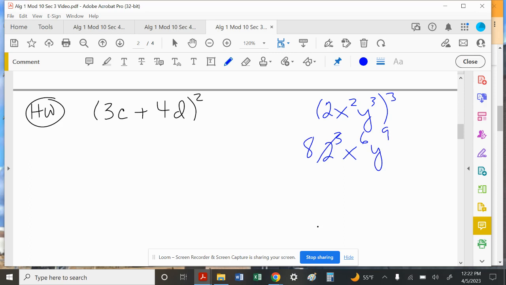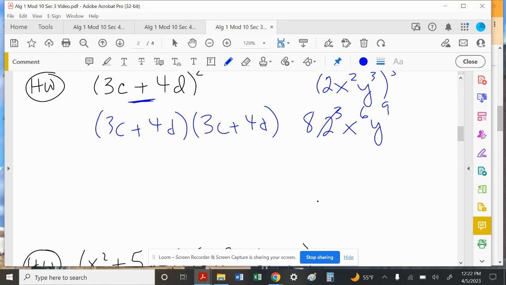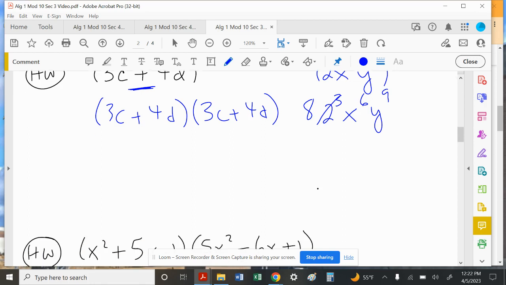So we could distribute that through. However, when we have a plus or a minus in here, we cannot distribute that. And I'm going to explain that a little bit later on. You'll see why we can't do that. So this becomes 3c plus 4d times itself. So now we can do either the FOIL method or the box method. I'm going to go ahead and do the FOIL method.